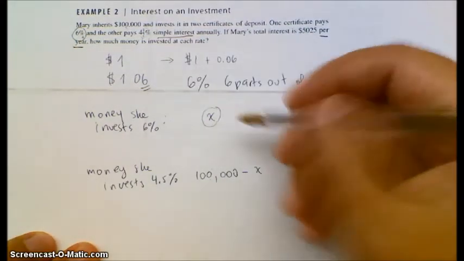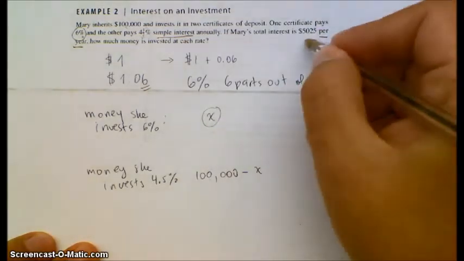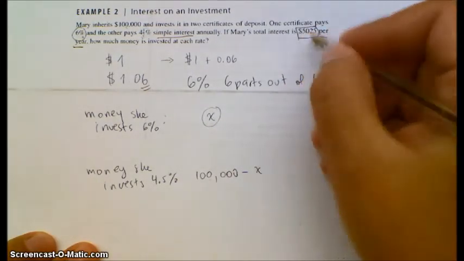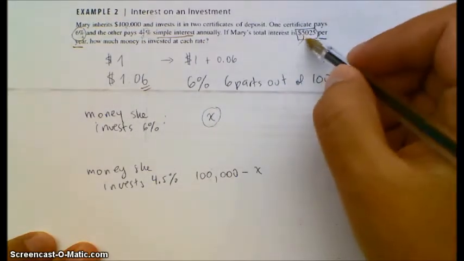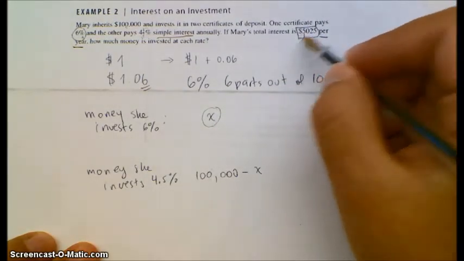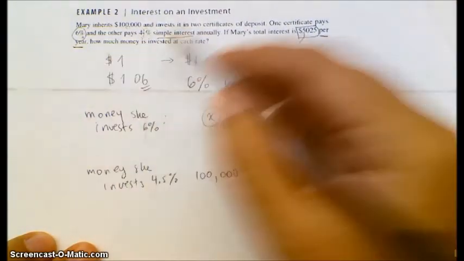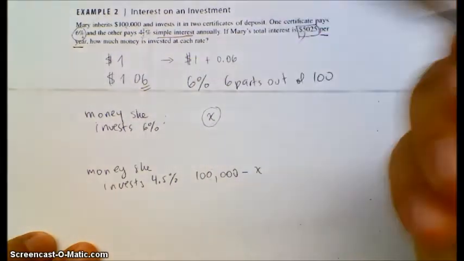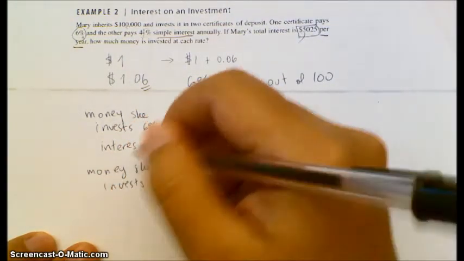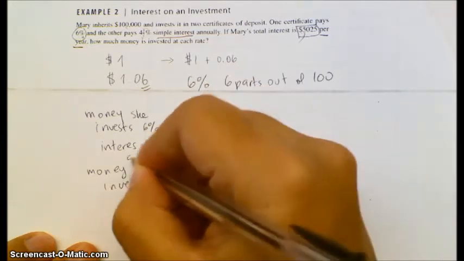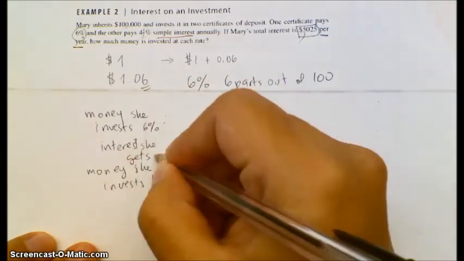You notice that? Okay, but this is not what equals 5,025. 5,025 is smaller than 100,000. This 5,025 comes from the interest that she gains after investing these two certificates. So I have to get the interest that she gets back at 6%.